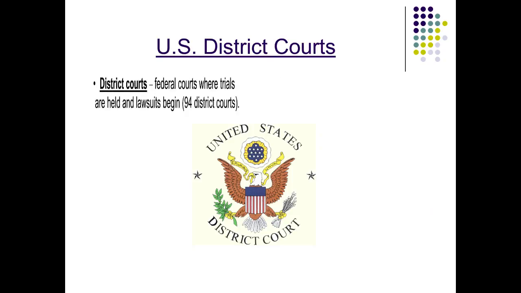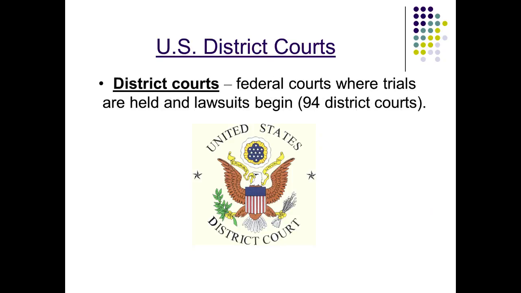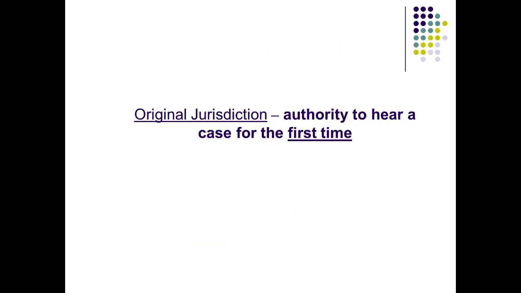These are the trial level courts. This is where you basically would start a lawsuit or a criminal trial. This is the trial level where you're going to see a jury. This is where that's going to happen. There's 94 district courts in the entire United States.